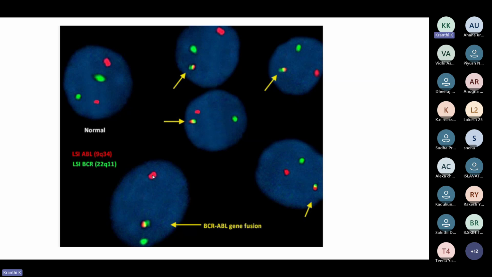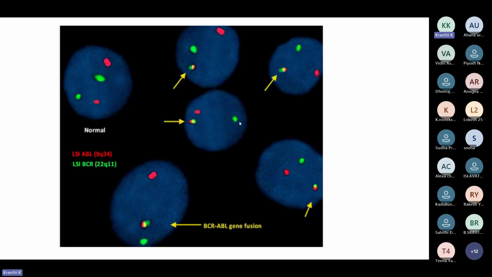But when you see this cell, what is happening? It is showing red color, meaning one ABL is normal, and the other BCR is also normal, but here there is a fusion. It is showing a different color, right? The combination of red and green gives yellow. So it is showing yellow. This means there is a fusion of the ABL and BCR genes, so it's an abnormal one. These patients will exhibit CML, chronic myeloid leukemia.